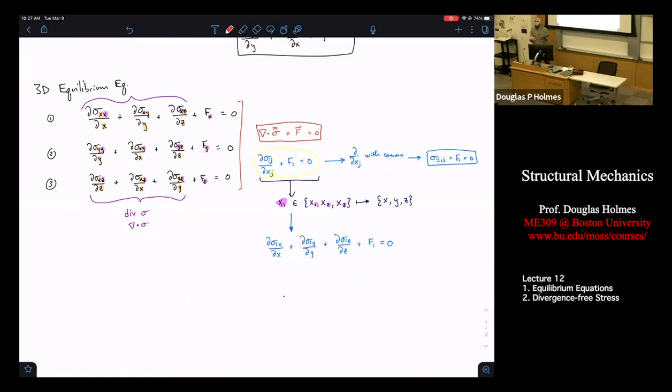If you don't like them in this compact form, remember in your head that if you're in 3D, you're going to have 3 equations. If you're in 2D, you're going to have 2 equations. 1D, 1 equation. And those equations look like this.